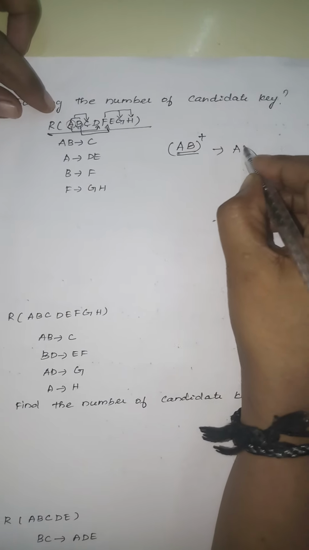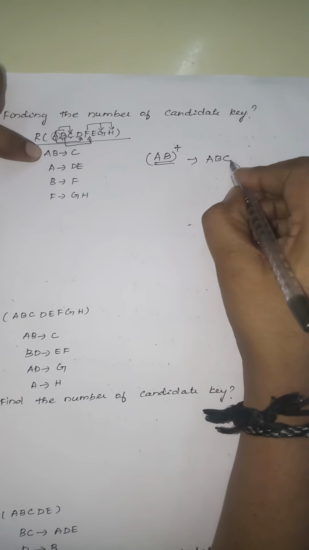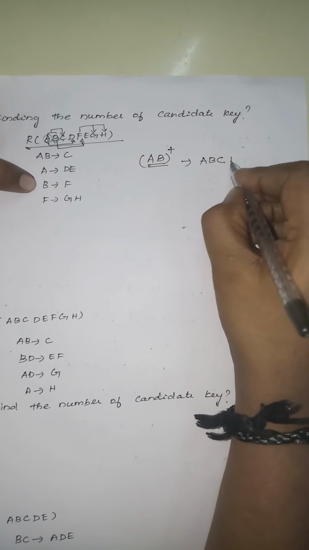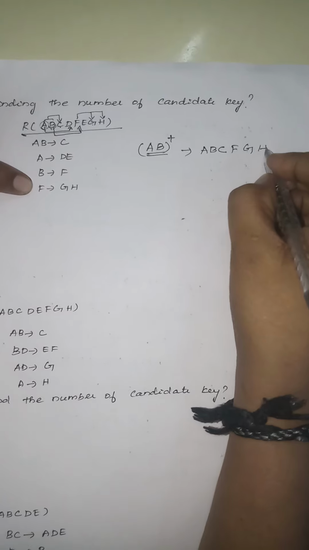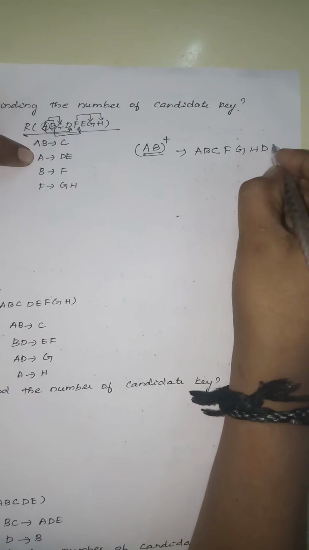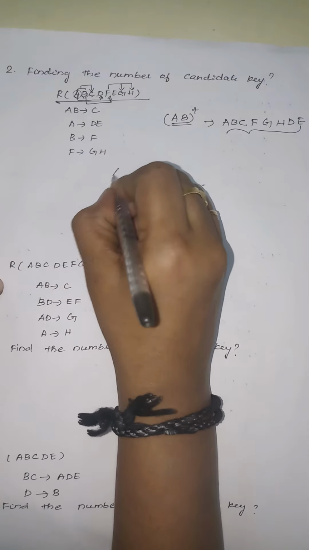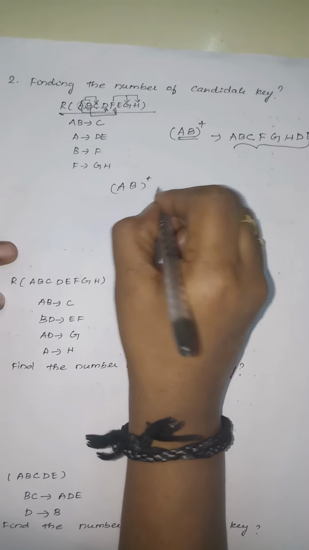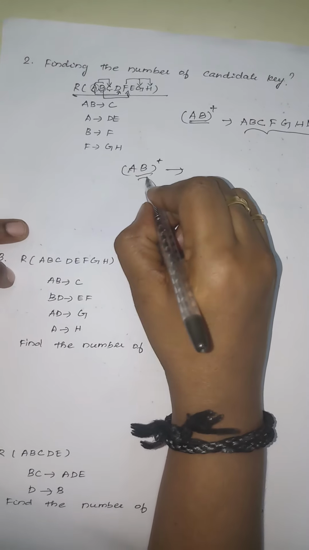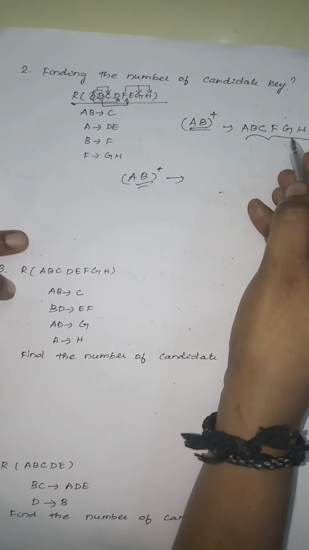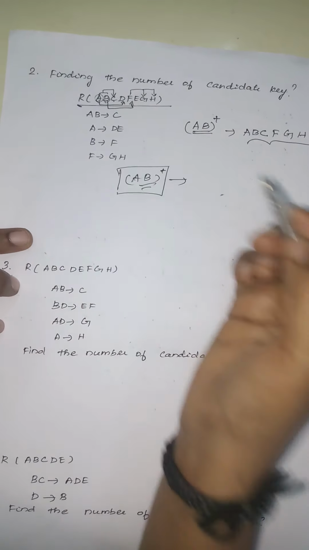Again, AB, and AB determines C, and B determines F, F determines G, H, and A also determines D, E. So all the attributes should be available. So AB is a candidate key. That candidate key identifies the remaining attributes. So the answer is AB.